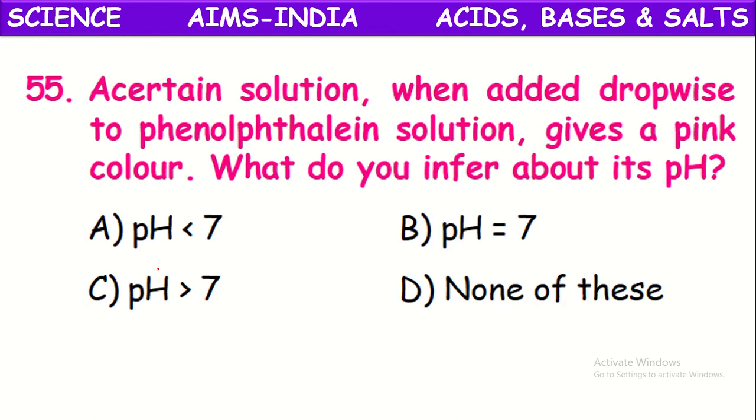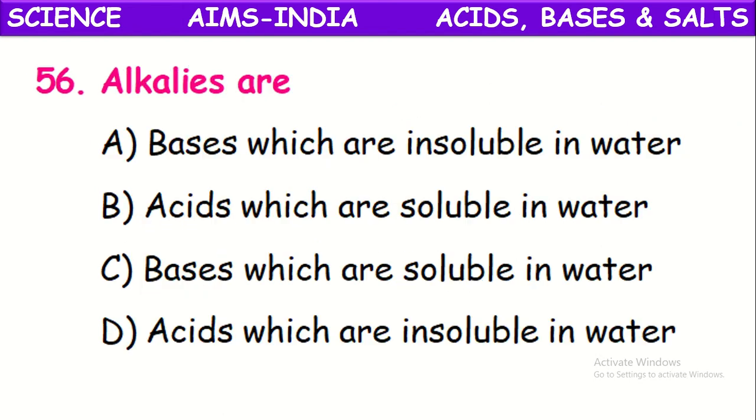Next, a certain solution when added dropwise to phenolphthalein solution gives a pink color. What do you infer about its pH? Generally, bases give pink color with phenolphthalein solution. We know bases have a pH range from 7 to 14. So the pH value should be between 7 and 14. Now we can say the pH is greater than 7, because only a basic substance will give pink color with phenolphthalein solution. Okay, pH greater than 7.